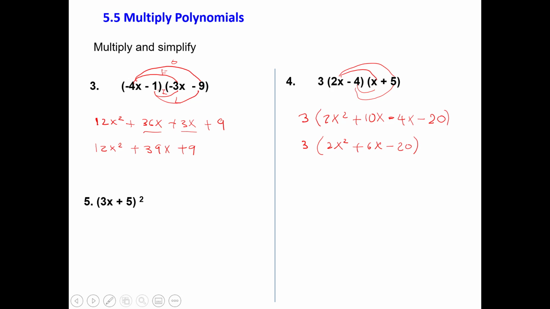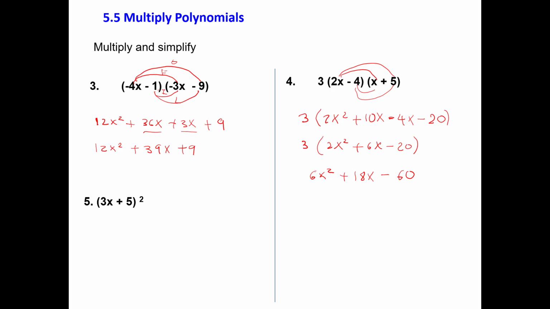Now we need to distribute the 3 to the parentheses. We need to multiply all we had inside the parentheses by 3. And 3 times 2 is 6x to the second, plus 3 times 6 is 18x. 3 times 20 is negative 60. Yes, this is the answer.